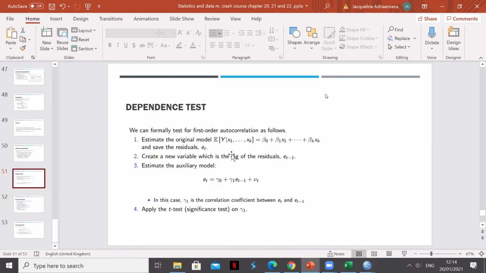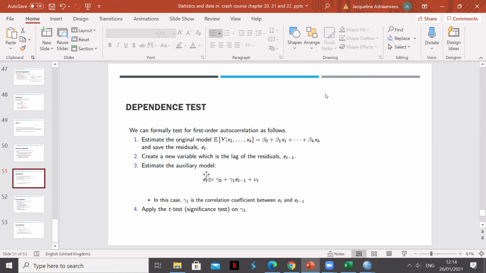Then you create, again, a new variable, which is the lag of the residuals. And what does the lag mean? The lag means that it's the day before. So if you have tomorrow and you want to create the lag of tomorrow, you take today. It's the day before it. And why do you want that? Because you want to see if tomorrow depends on today. And if you create all the residuals and all their lags, you can see if all the days depend on their previous day.